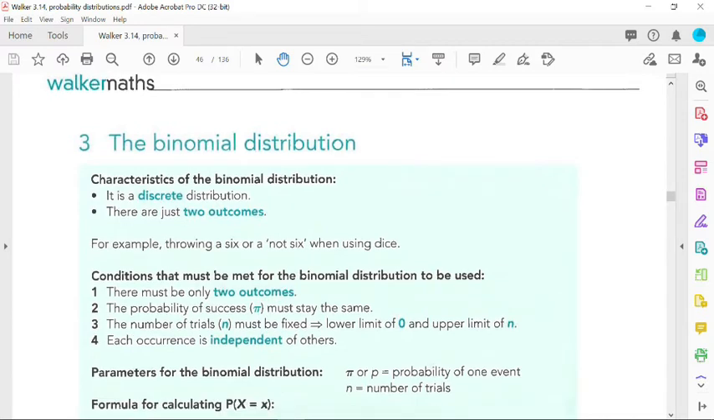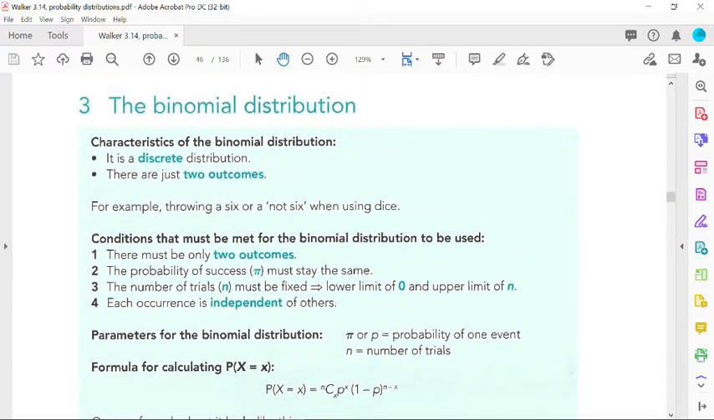Okay. So the parameters. In other words, parameters mean the things that define what we're looking at. So the pieces of information that we need. The parameters that we need. We need a pi or a p. It means the same thing. That simply means the probability of one event. And we need an n, which again stands for the number of trials. So you must have a probability and you must have a number of trials.